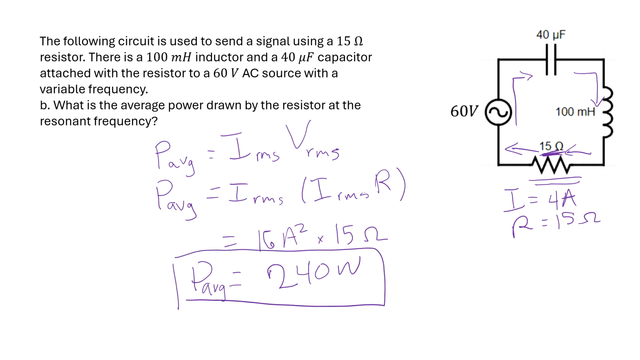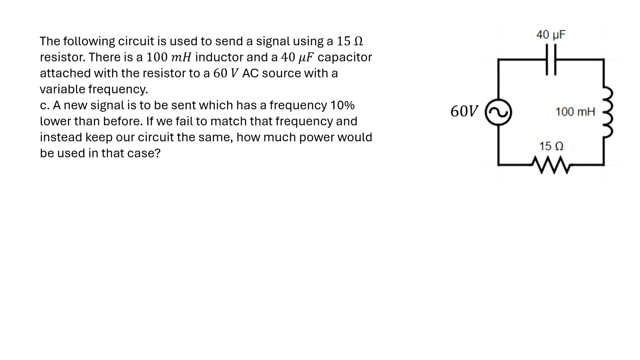And that's it. That's all we need for part B, actually. It's a very lucky case. Since we're at resonance, we get to get away with a lot of stuff. But this changes a lot, and our work becomes much more complicated in part C, where we have changed our frequency, and we're no longer at resonance.